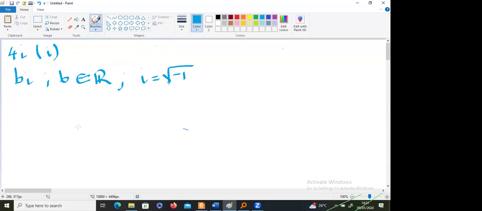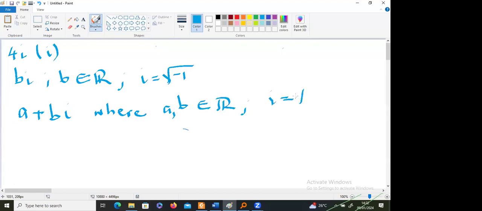Now, this takes us to something very great. So all numbers of the form a plus bi, where a and b are real numbers, and i is the square root of -1, we are going to call all those numbers complex numbers. So this brings us to our topic today when we say complex numbers.